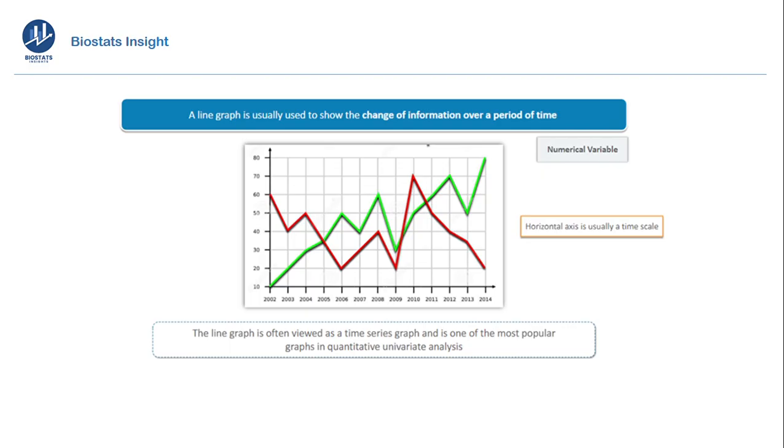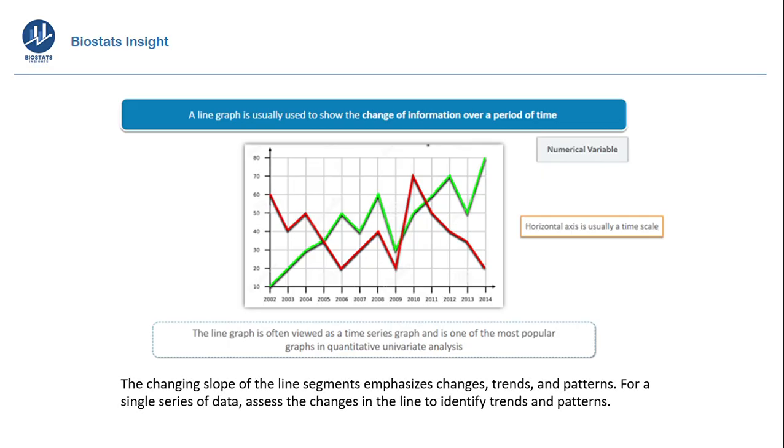Now, a line graph is useful when you want to show change in information over a period of time. If you want to see any change over a period of time, you can easily do it through a line graph. As in this graph, you can see the x-axis represents the year and the y-axis represents the number of observations. The horizontal axis is usually the time scale. What is the interpretation here? The changing slope in line segments emphasizes changes, trends, and patterns. For a single series of data, assess the changes in the line to identify trends and patterns.